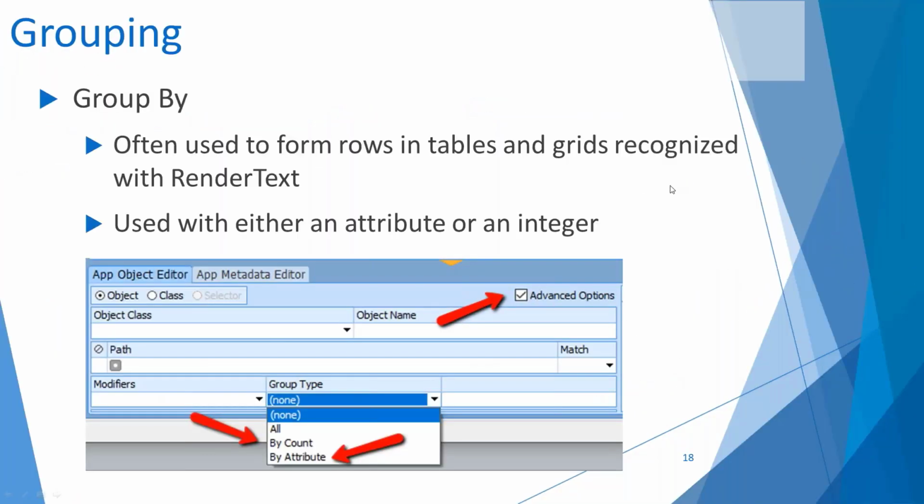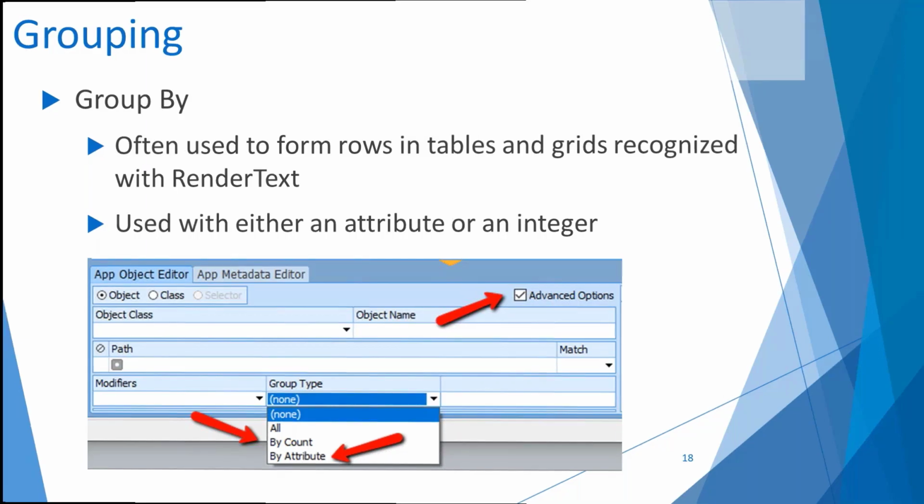Now I want to talk about GroupBy, a little bit different. Also related to tables and grids though a lot. So GroupBy is often used to form the rows in tables and grids recognized by RenderText. That's not its only use, but it's probably one of its most frequent uses. So we're going to use it with either an attribute or an integer. Right now I'm going to use the attribute, but I have an example later on where I'm going to use an integer. So you can see in my definition here, I've checked on my advanced options so that I can use the GroupBy attribute. Let's look at an example.